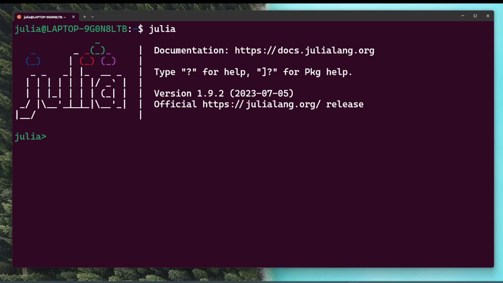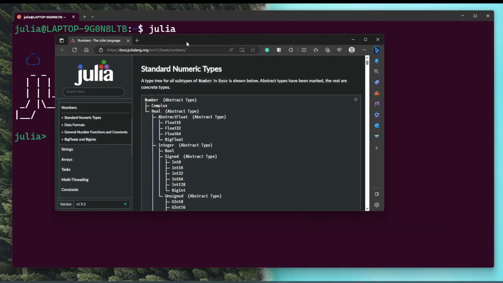Hello guys, today we are going to learn about Julia numerics. And before we go to Julia numerics, Julia is kind of an application here.